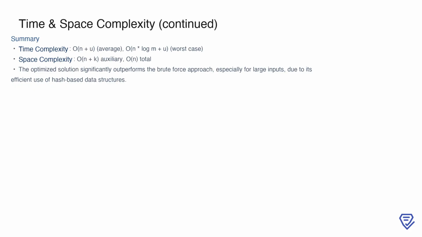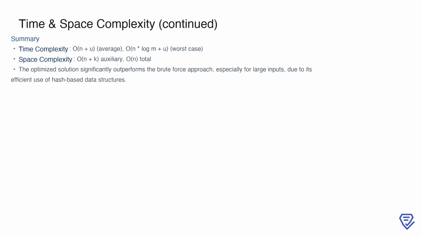To summarize, the optimized solution has an average case time complexity of O(n + U), and a worst case time complexity of O(n log m + U). Its auxiliary space complexity is O(n + k), with a total space complexity of O(n) when including the input. By efficiently using hash-based data structures like dictionaries and sets, the optimized approach avoids redundant computations and outperforms the brute force method, especially for larger inputs.